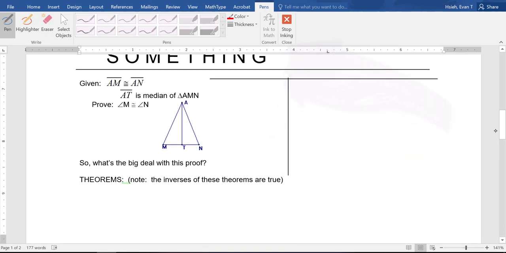In this case, it's given that AM is congruent to AN. It's a median, so that means these two are congruent to each other. You've got a reflexive, so that means the triangles are congruent to each other, which then gives you these two by CPCTC. If I wanted to write this out, I would prove the triangles congruent by SSS, and then of course I get a CPCTC step from that.